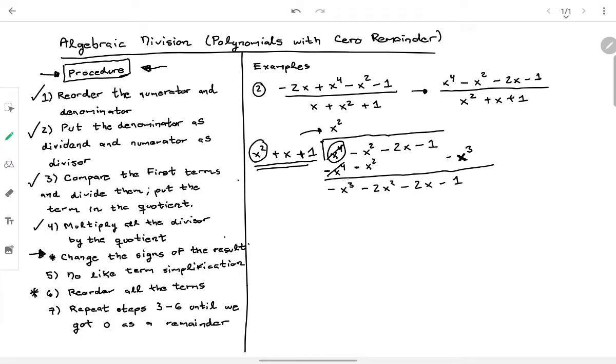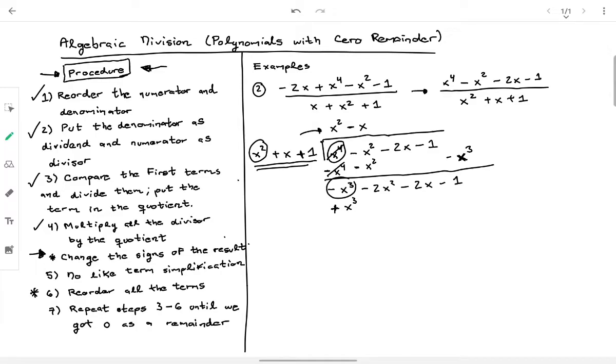Then we need to compare the first term with the first term. So to obtain minus x cubed with x squared, we need minus x, because multiplying minus x by x squared, we will get x cubed. So in this case, we multiply it, so we will get minus x cubed. Remember, we need to change the sign, so it will be plus x cubed.